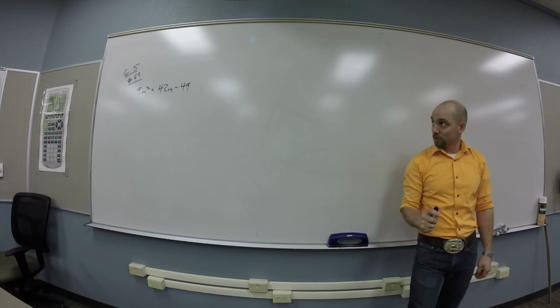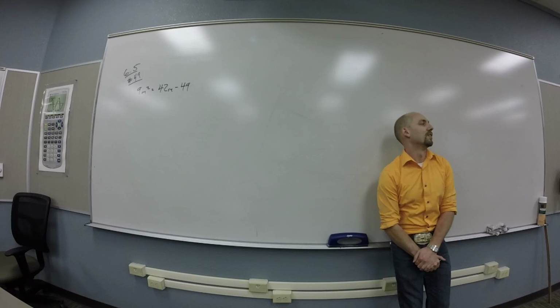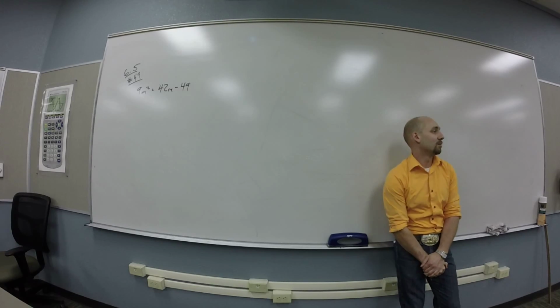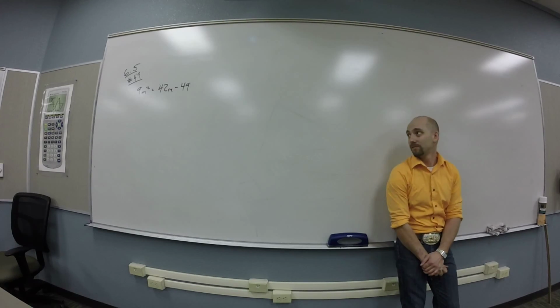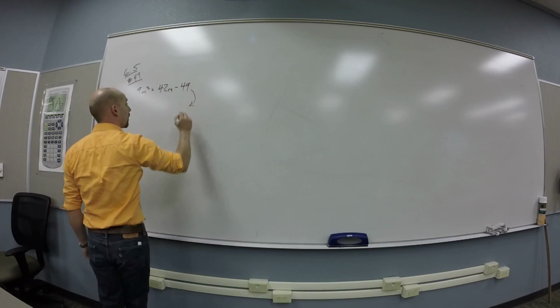So let's try numbers 49 and 6.5. Okay. I'm supposed to solve by factoring. So what do I do first? Get everything on one side. Okay, I gotta get all that stuff to the other side. So how do I do that?